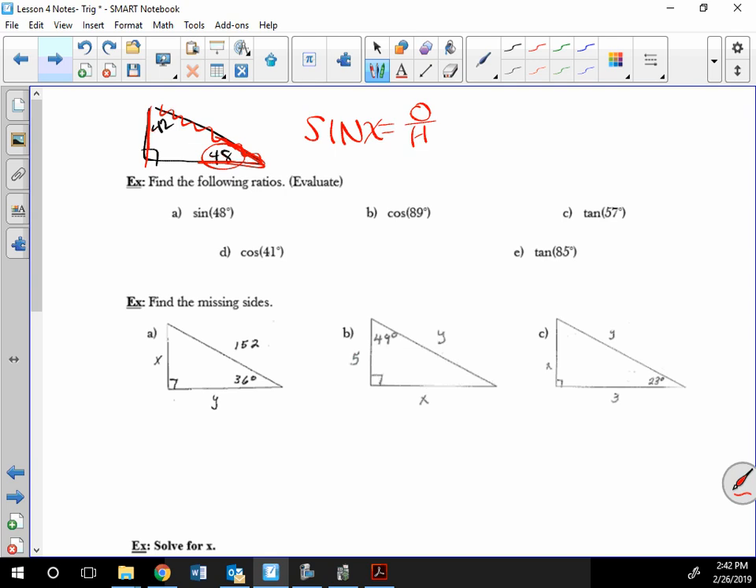Right? So now we're not going to use the calculator yet. Get out that little chart that you've got there, that little half sheet.